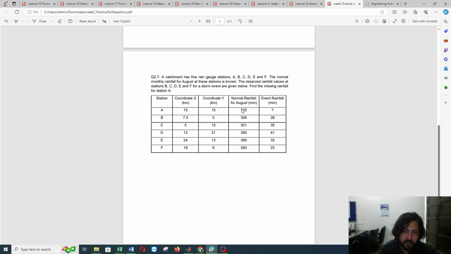So since we have the normal rainfall values for each station and only the precipitation for A is missing, the first method that we are going to use is the normal ratio method. And also they have given us the distance. Since we know the distance between A and B, we can also use the distance power method. So let us solve this numerical by using both approaches, normal ratio as well as inverse distance method. The first approach that we are going to use here is the normal ratio method.